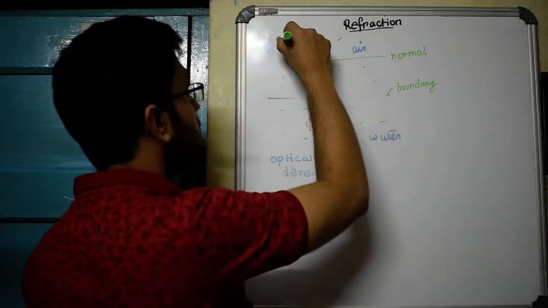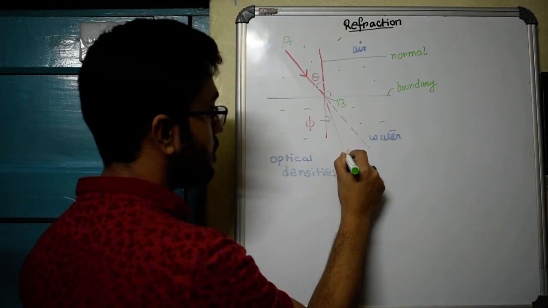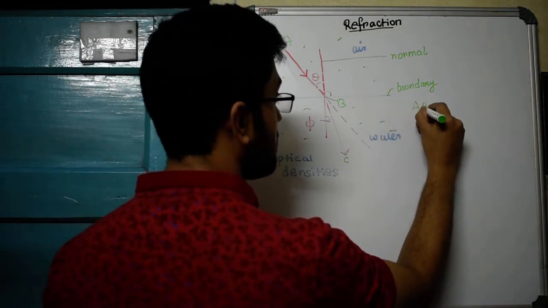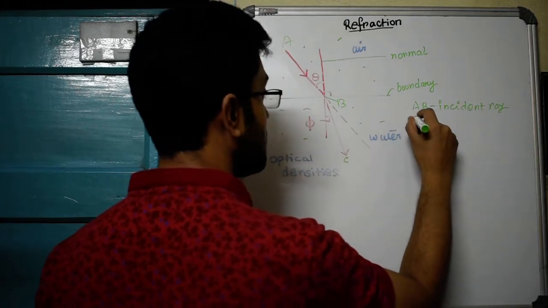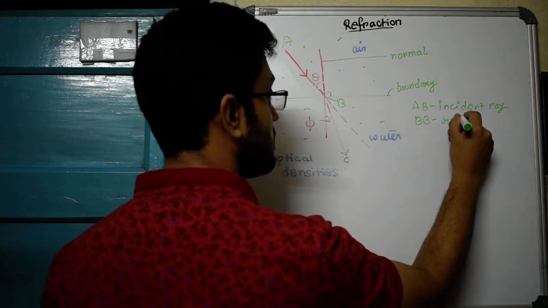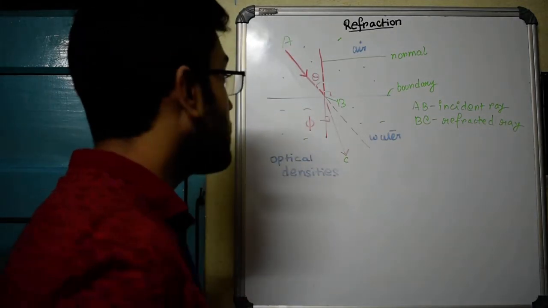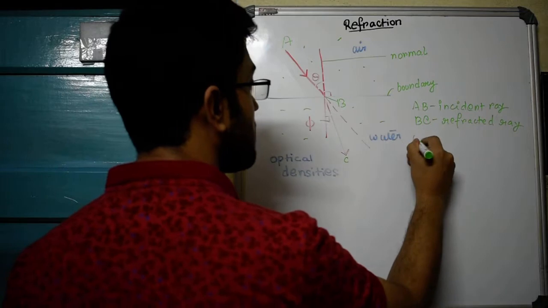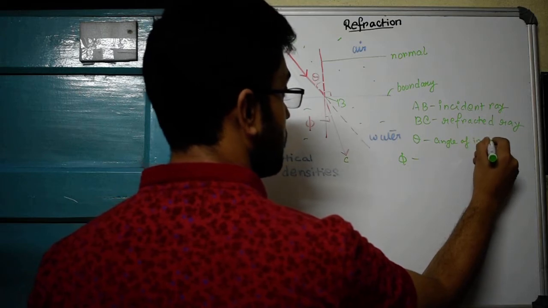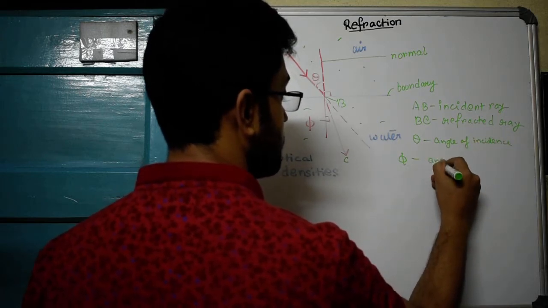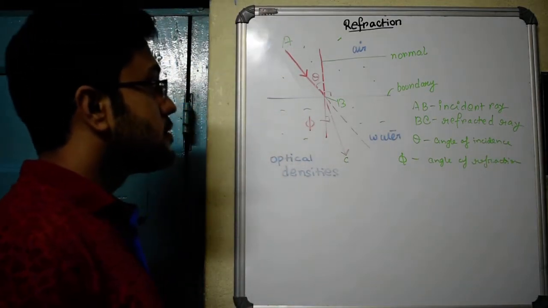Okay, let me name this light ray. This point is B, this point is A, and again this point is C. Then AB is called the incident ray, and BC is called the refracted ray. Okay, and we also have two angles. We have angle theta and phi. Theta is known as the angle of incidence, and phi is known as the angle of refraction. So these are the basic things.